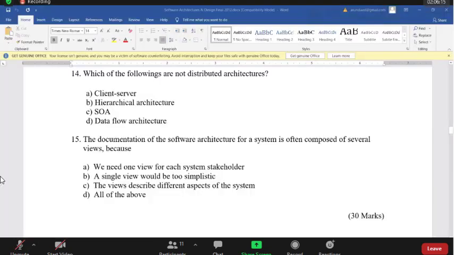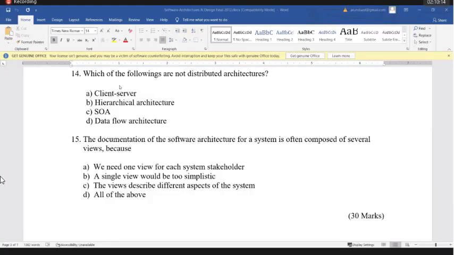Question 15. The documentation of software architecture for a system is often composed of several views. What is the reason for this? Multiple solutions are possible. Why do we need multiple views? Because different stakeholders can have their own views, their own requirements.